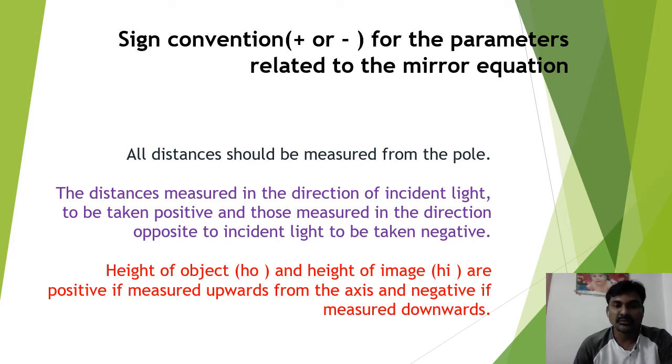The distances measured in the direction of incident light are to be taken positive and those measured in the direction opposite to incident light are to be taken negative.